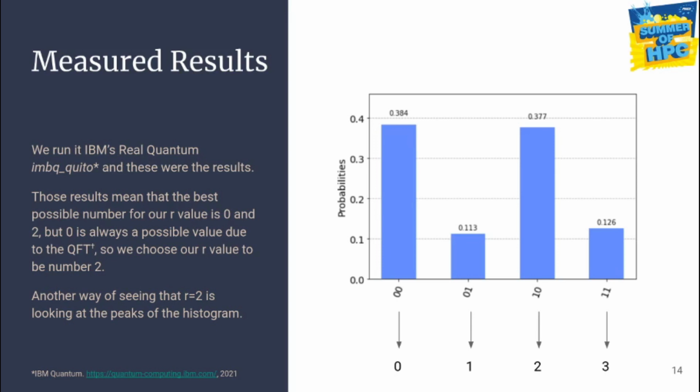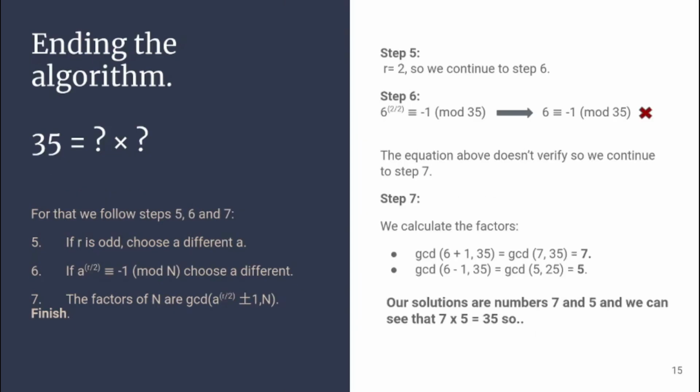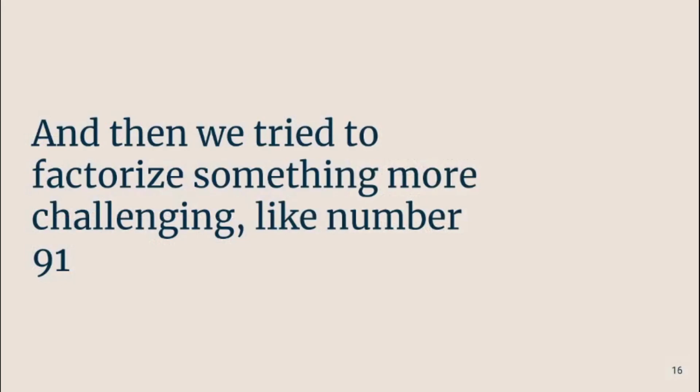Outputs 01 and 11 with smaller probabilities are due to the inaccuracy of the quantum computer used, so we neglect them. If we use the simulator instead, the probability would be 0. We finish the algorithm by following steps 5, 6 and 7 and obtaining the numbers 5 and 7, which effectively, when multiplied, give 35. So let's complicate things a bit and take a larger number, for example number 91.